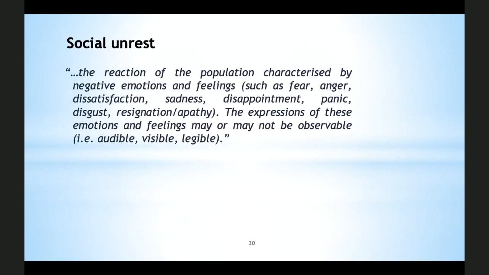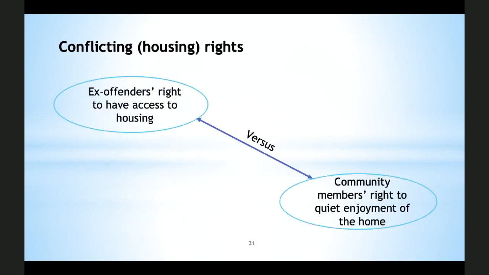Now here's the definition of social unrest, which shows that it not only encompasses the extreme cases I just showed on the previous slides. Social unrest can be defined as the reaction of a population characterized by negative emotions and feelings, such as fear, anger, dissatisfaction, etc. And the expressions of these emotions and feelings may or may not be observable. They may or may not be audible, visible, or legible. Now, this definition is derived from the ministry.